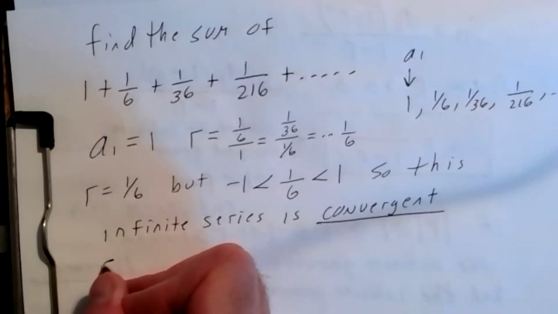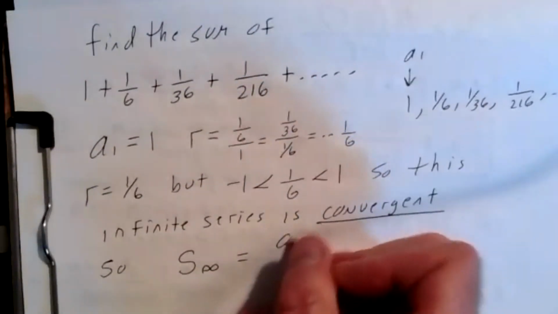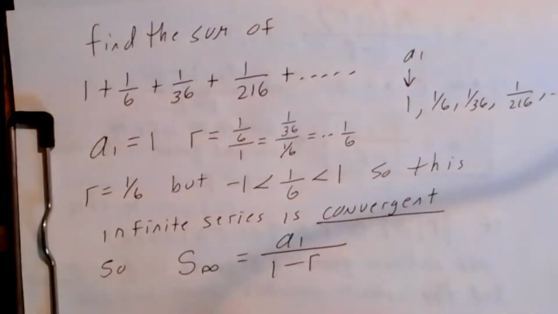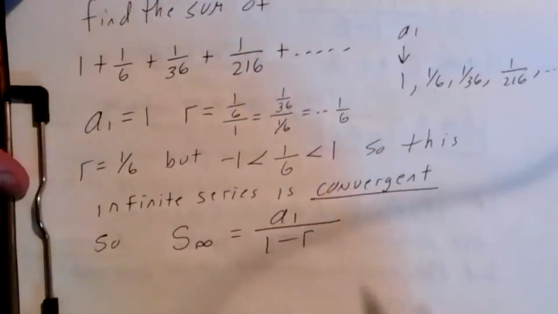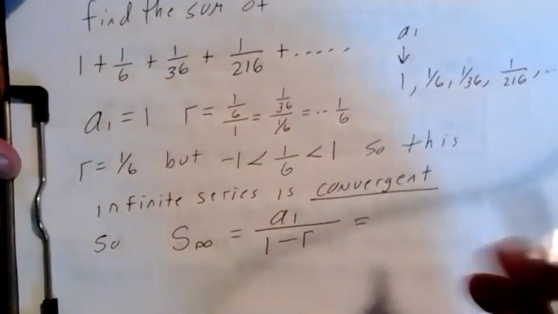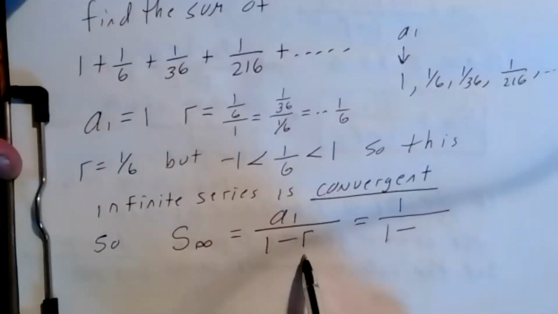So to find the infinite sum, ladies and gentlemen, we use our infinite sum formula here. That's all we got to do. So what's my first term? 1 over 1 minus what's the common ratio? 1/6?